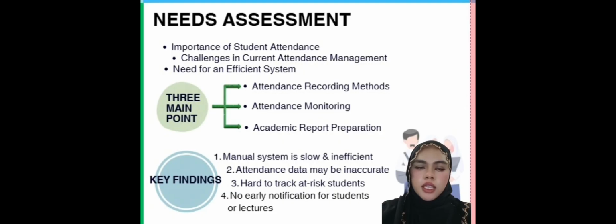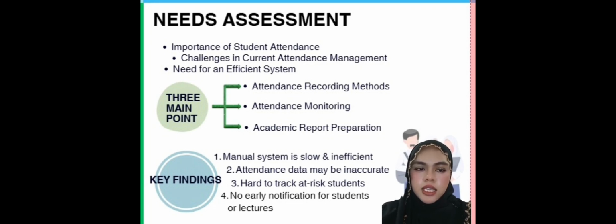The second point is attendance monitoring. This refers to how attendance is tracked over time. Regular monitoring helps lecturers and admin to observe attendance patterns and identify students who may be at risk early. With proper monitoring, early action can be taken to support students before their attendance becomes a serious issue.